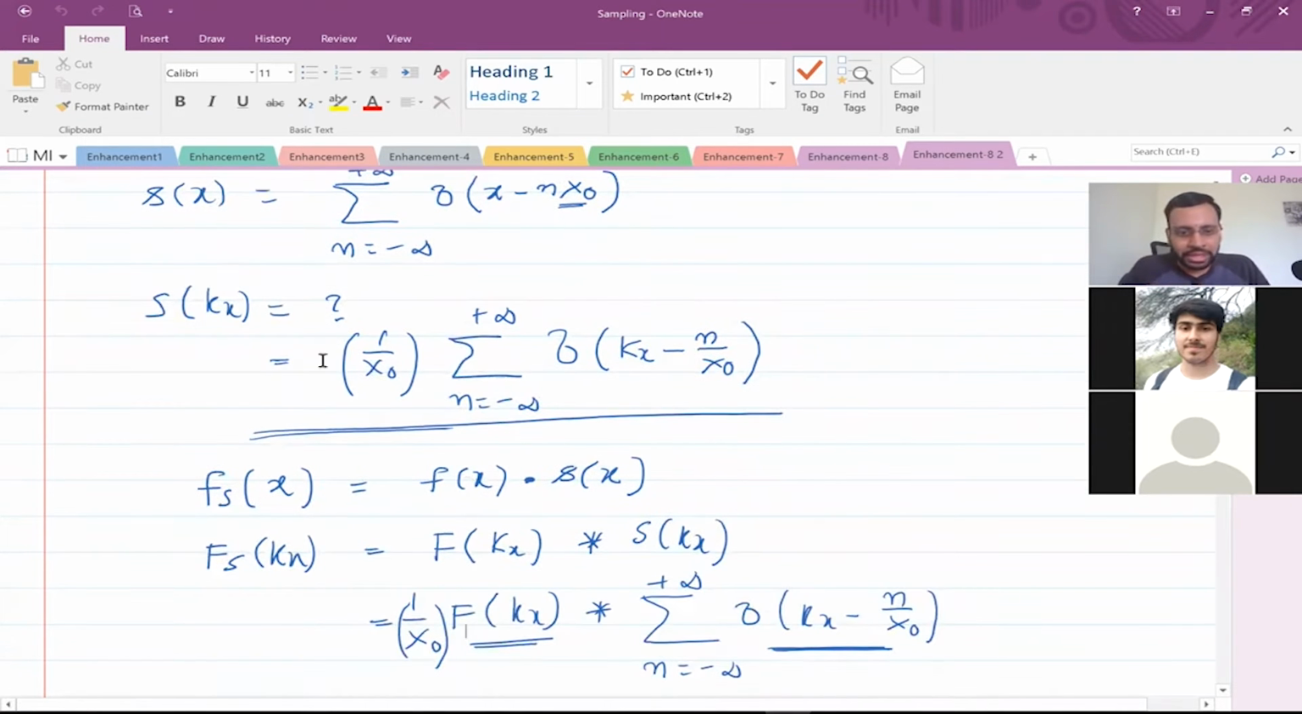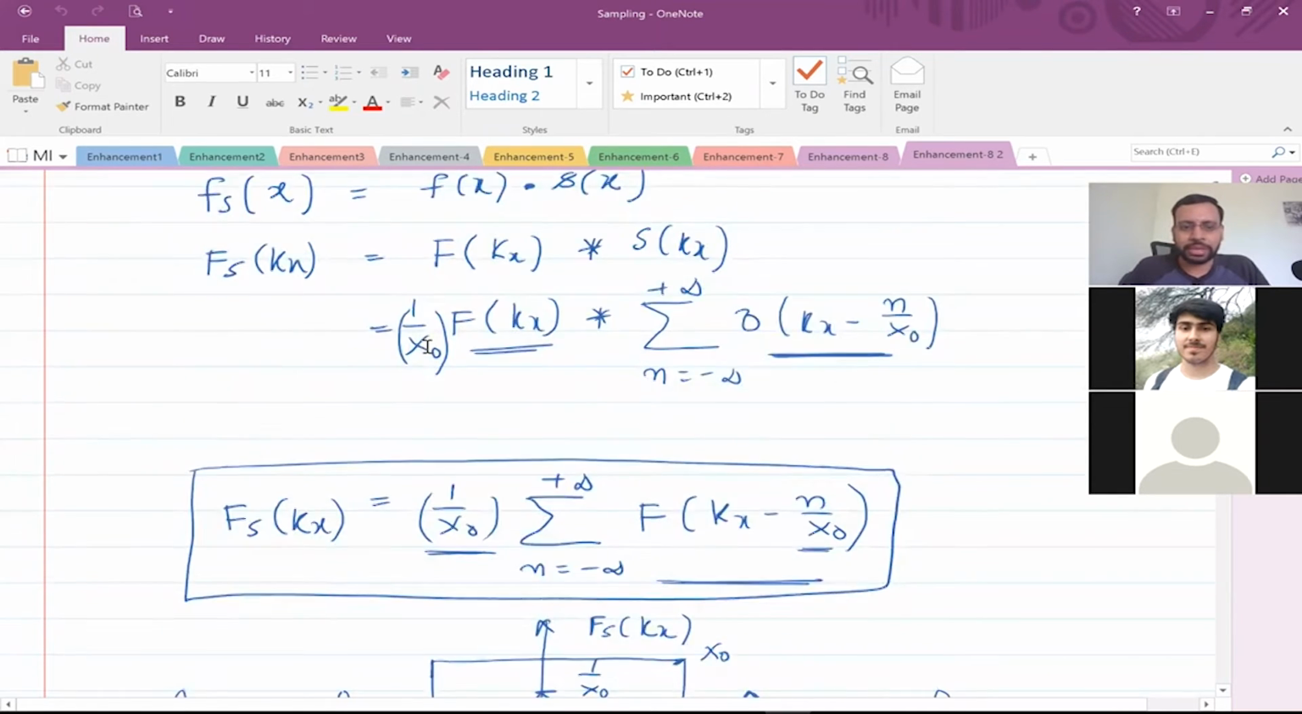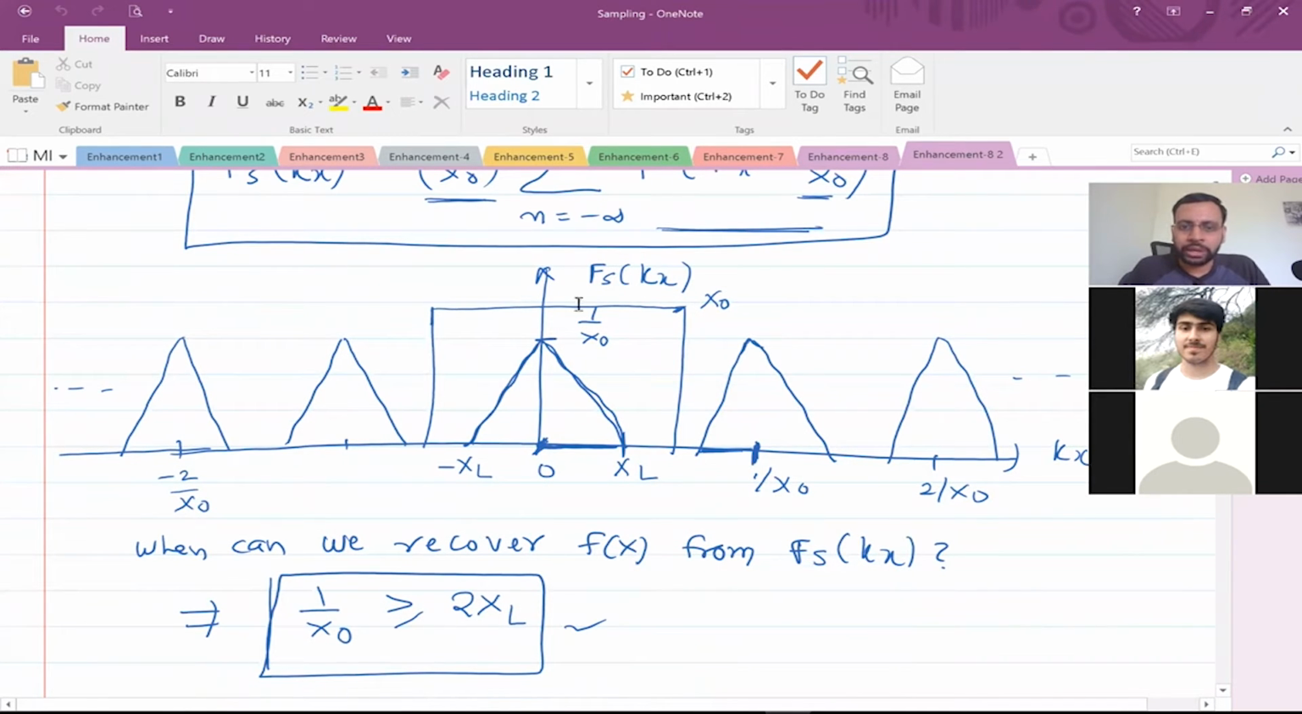So, coming back here, this 1 by x naught is the magnitude also getting scaled by 1 by x naught. So what I would be doing now is applying a rect function here, for example, and then this should have a magnitude of x naught instead of 1. So you do an amplification of x naught. And then another point we were discussing is how much should be this, which you normally refer to as sampling rate, once it comes to 1 by x naught. So this sampling rate, how much it should be, that's what we were discussing here.